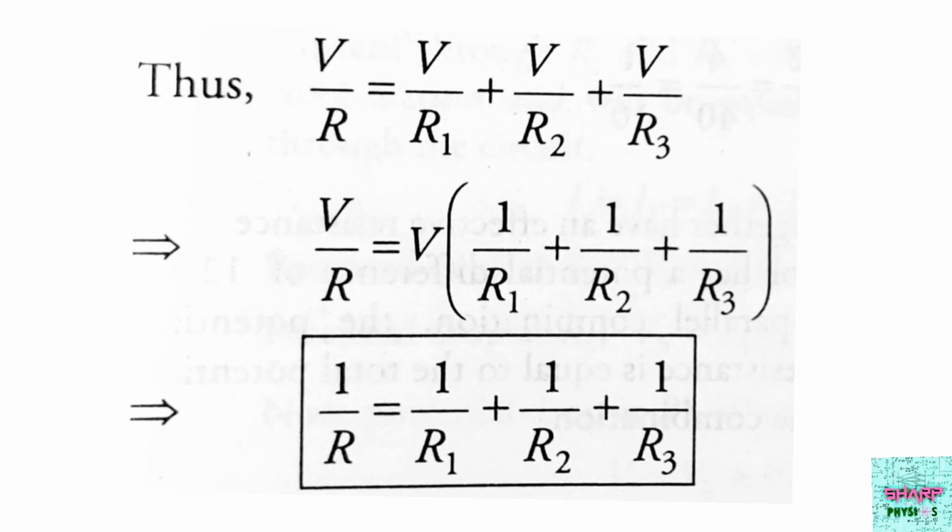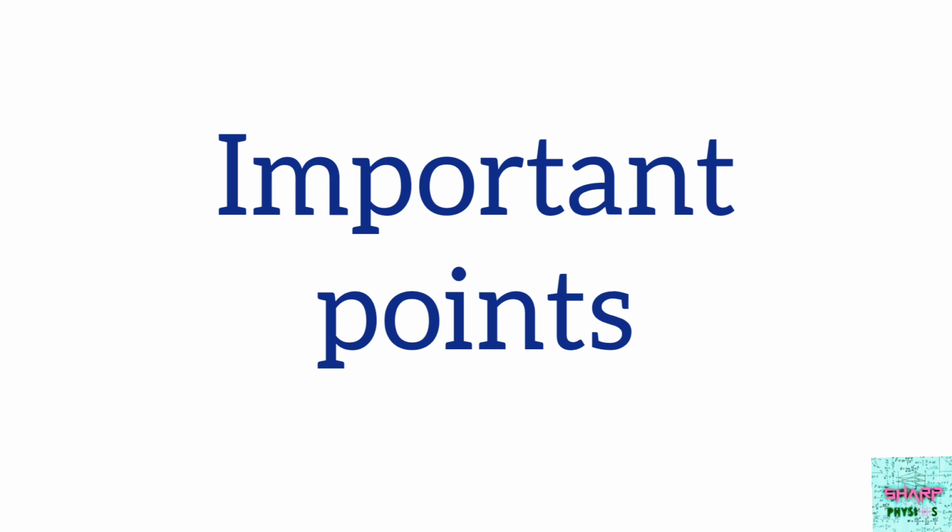Since voltage V is common on the right hand side, take it outside, so V divided by R equals V of 1 divided by R1 plus 1 divided by R2 plus 1 divided by R3. Cancel the voltage on both sides, then 1 divided by R equals 1 divided by R1 plus 1 divided by R2 plus 1 divided by R3. To conclude, we will see some important points regarding parallel resistors in a circuit.